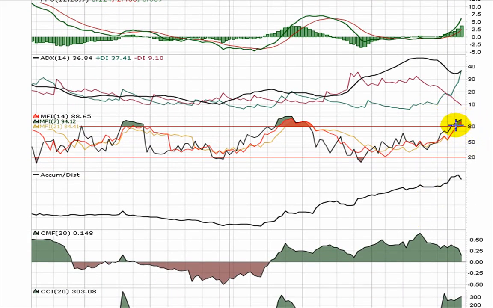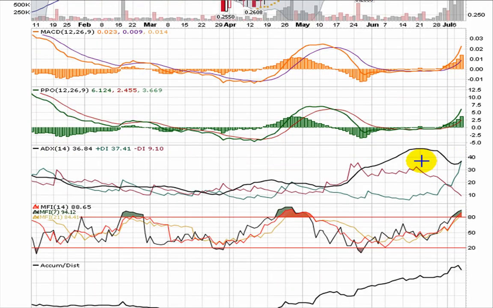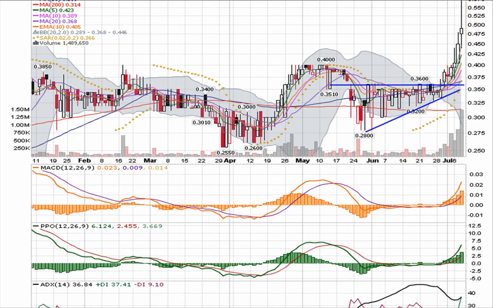MFI is getting up a little bit toppy right now. Of course, this was a great move yesterday. A ton of volume came pouring in.